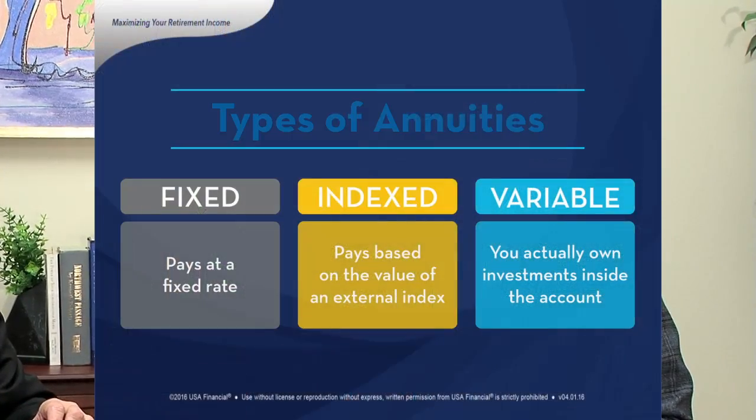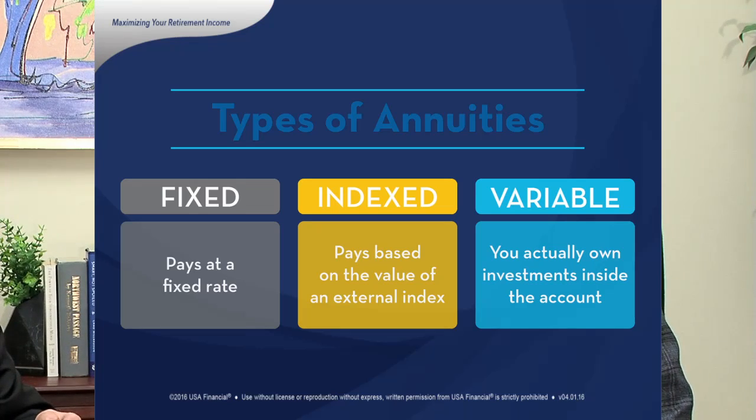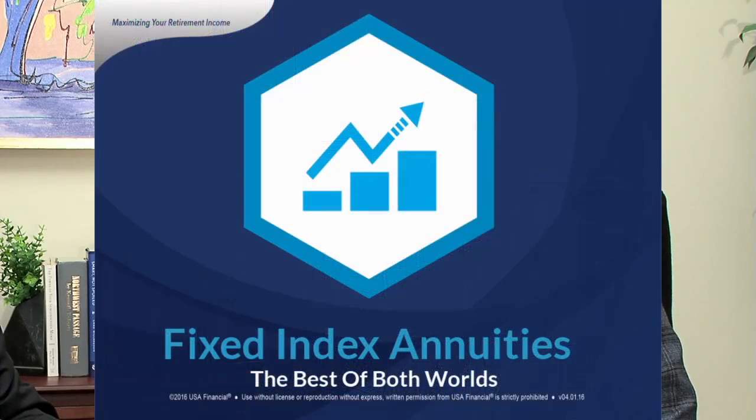Then we have index annuities, and index annuities have been on the scene for about 30 years now. It's hard to believe it's been that long. An index annuity is actually a type of fixed annuity, but the performance is tied to an underlying index, such as the S&P 500. There are other indexes used as well, but the important feature of an index annuity is that there's no risk to principal.